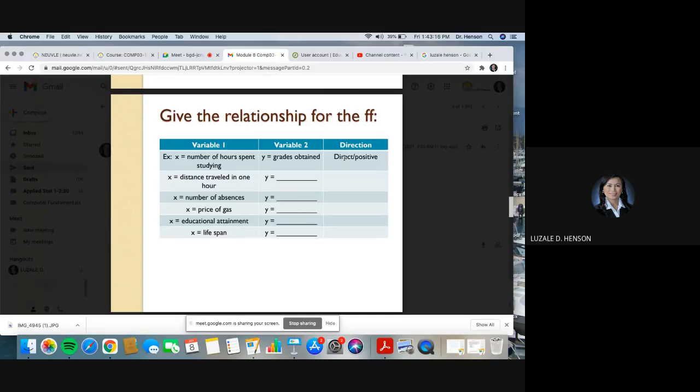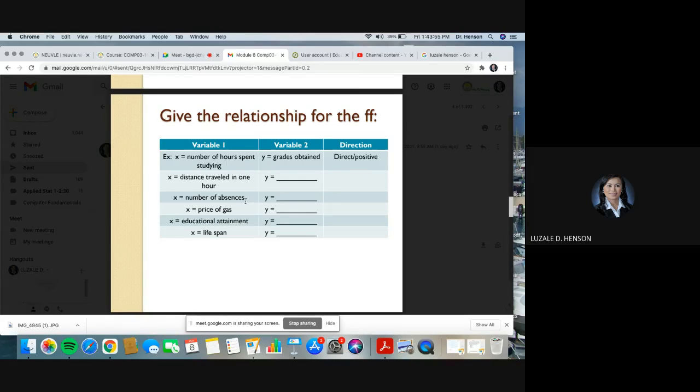How about if you have distance traveled in 1 hour? What is that? What is your y variable there? If this is your x variable, what is the possible y variable there? And what is your direction? Is it direct or negative? So as you increase your distance traveled in 1 hour, as you go farther, what will be the effect of that? Ha, class? Think of a quantity that may apply to this blank here.